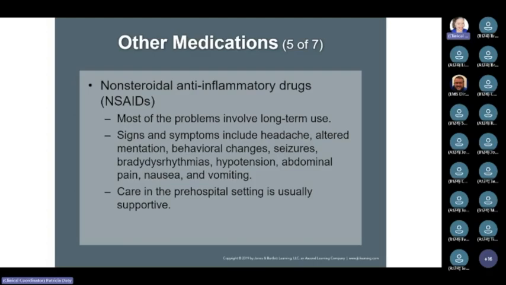NSAIDs. Now, this one's the real bad one. Most of the problems involve long-term use, but some people, if they try to commit suicide and they take this, they're going to have some pretty bad issues later on down the road. But you're going to have a headache, altered mentation, behavioral changes, seizures, and you guys can continue to read hypotension though. Those are big ones. So what can we do for hypotension? We can go ahead and start that IV, right? But we're going to make sure and maintain our ABCs, worry about an airway as necessary, administer our boluses of normal saline, and if their hypotension persists, sequential fluid boluses, and go ahead and get your paramedic backup.